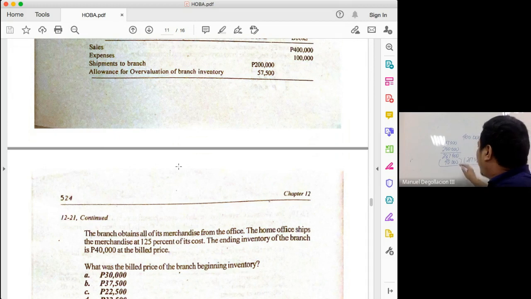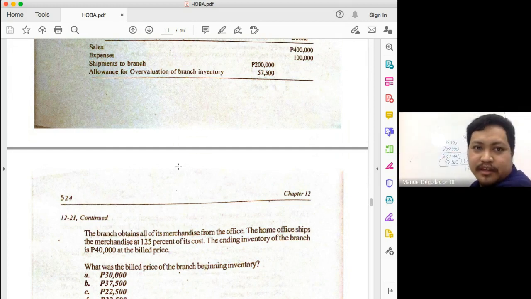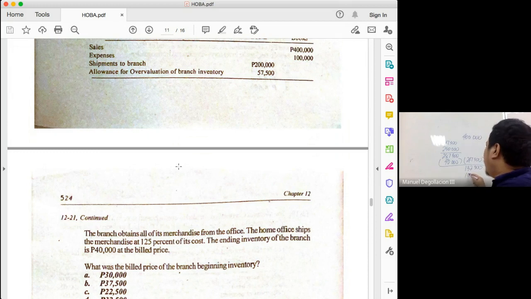Deduct this one from 400,000. This will give you 152,500. What do we call the 152,500? This is your gross profit. What do we deduct from our gross profit? Expenses of how much?